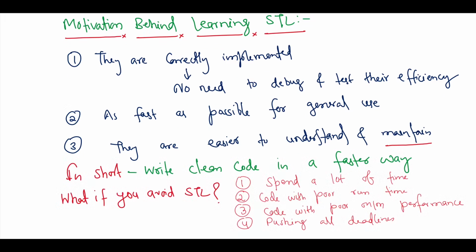So in short, by using STL, you can write clean code in a faster way, and by avoiding it, you can spend a lot of time reinventing the wheel, write code with poor runtime and memory performance, and push all your deadlines. That's why I suggest using STL whenever you are implementing complex data structures like heap, tree, hashing, etc. So I hope this is enough motivation for you to start with the standard template library in your projects. So let's begin learning about STL and its various components.